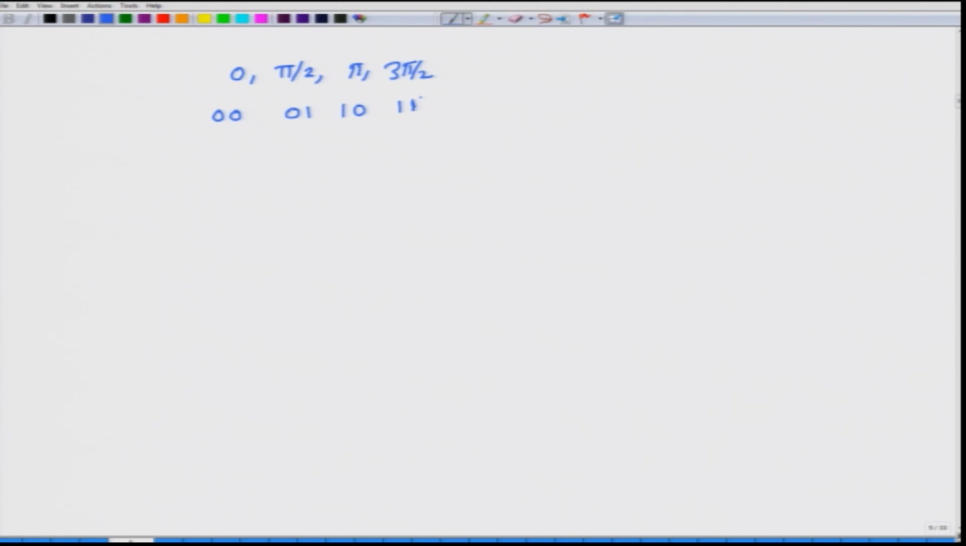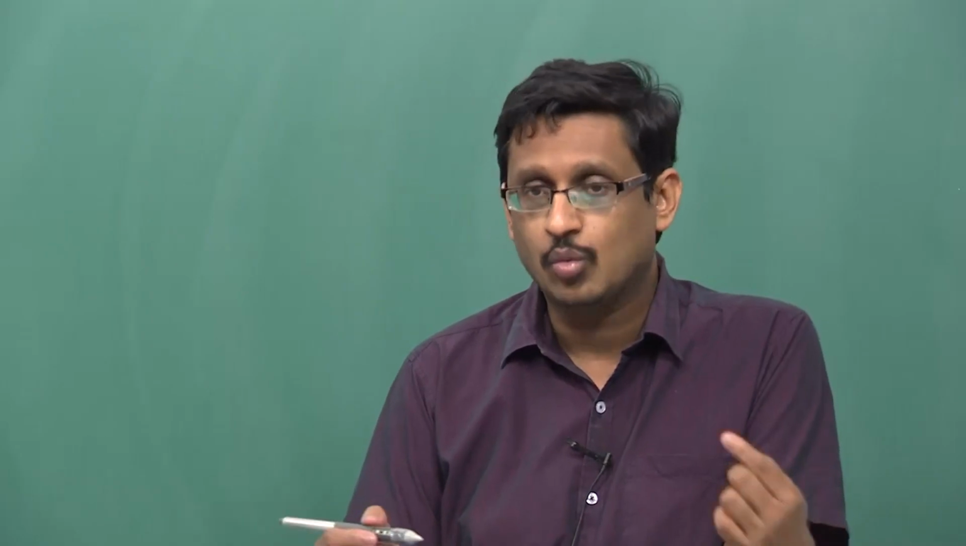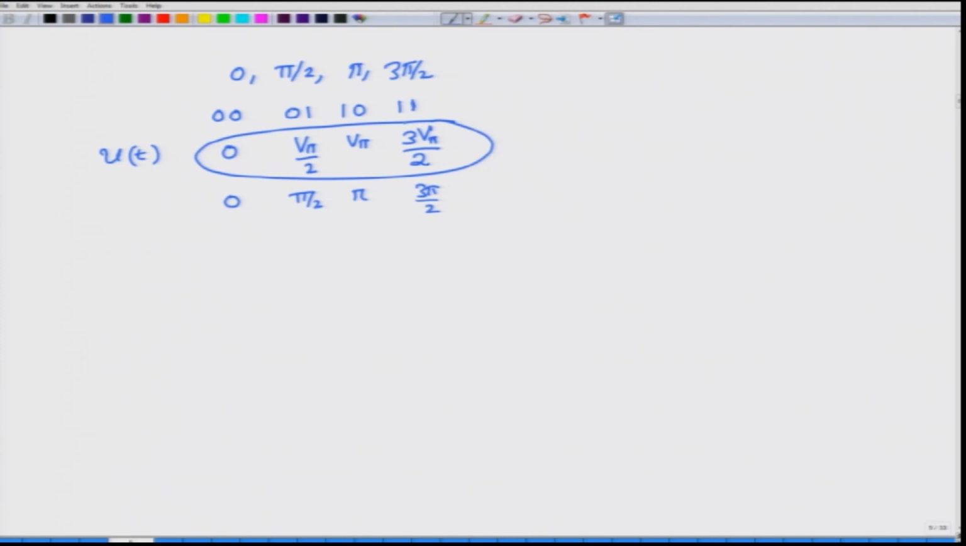So, how do I now use my phase modulator to generate these different phases? One way would be to set my input electrical signal u of t to 0 volts, then to v pi by 2 volt, then v pi, and then 3 v pi by 2, correct. So, when I do that, the total output phase will be 0, pi by 2, pi and then 3 pi by 2, which is what I want, but this requires my u of t signal to be multi-valued. Depending on the bit sequence, I have to send 4 different voltage levels, which sometimes is not very ideal. So, in that case what you do is you use 2 phase modulators.